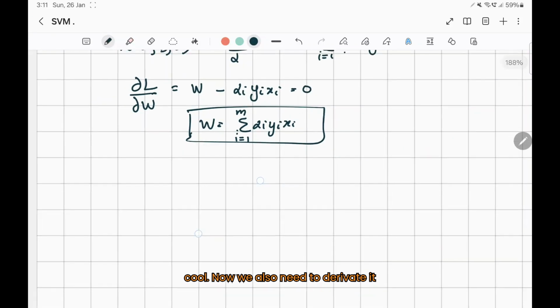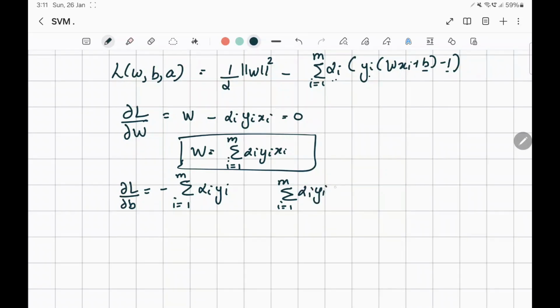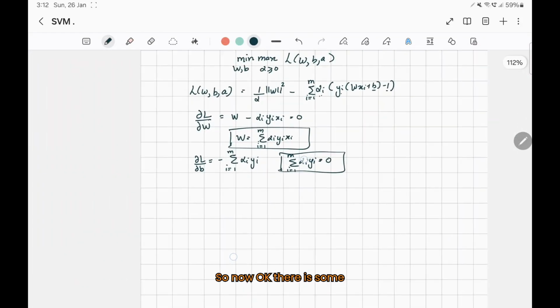Cool. Now we also need to differentiate it with respect to b, the bias. This would be 0, it doesn't contain a b. This contains a b, so alpha I yi b. Where there is no b, it's a constant, it also won't contribute. So what we'll get finally is going to be something like this. We add the minus sign, then alpha I yi, right? Setting this to 0, we get this, so that is fulfilled.